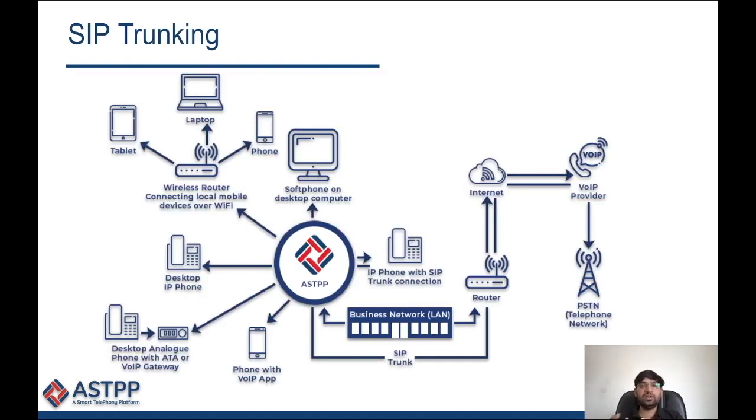If you are just offering SIP trunking services to your customers, the architecture will be something like this. In the middle, you can see ASTPP. On the left side, all your customers will be connected to ASTPP. And on the right side, you can see your upstream provider. Whatever configurations or settings you receive from your provider, you configure into the ASTPP system, and then offer your value-added services to your customers. The arrows show incoming as well as outgoing flows. So this is how it's going to work.